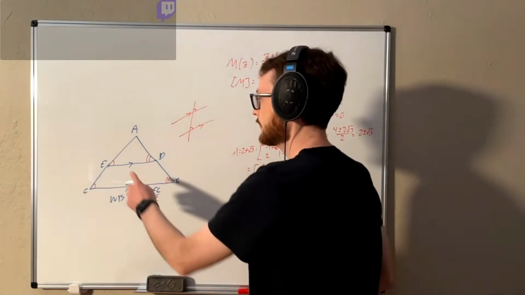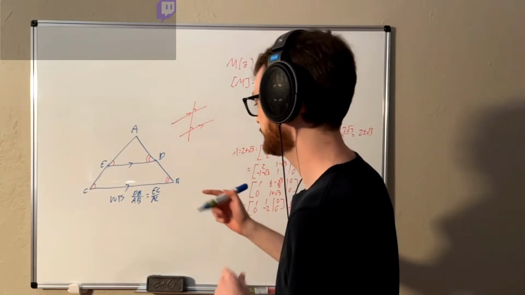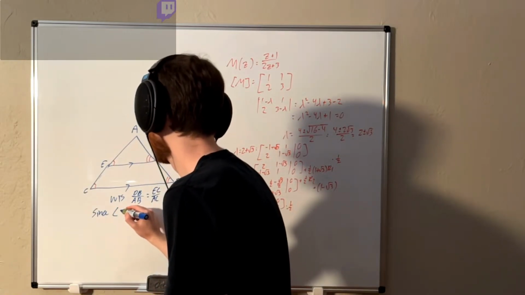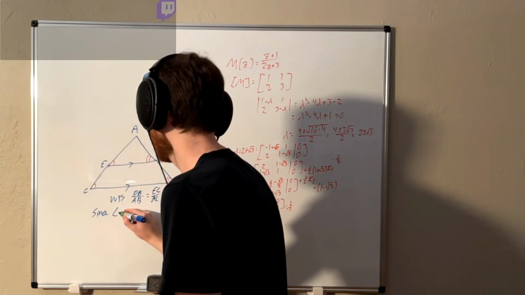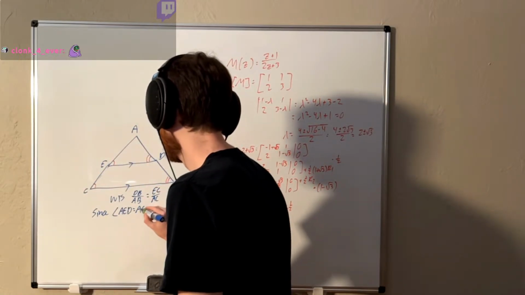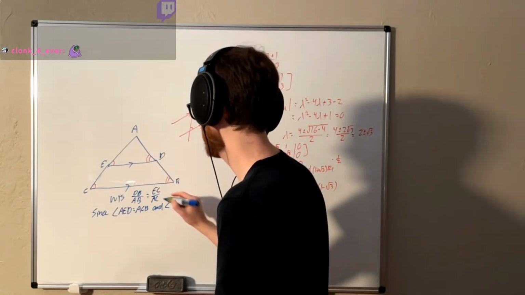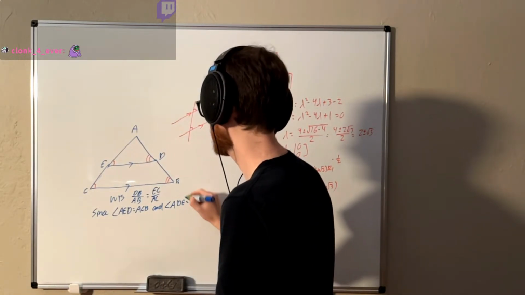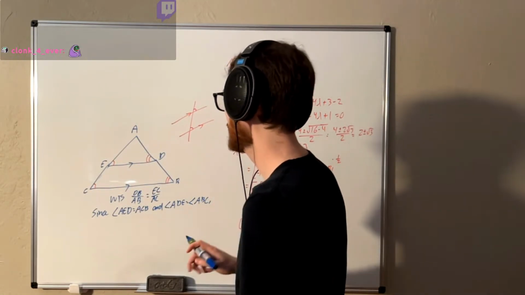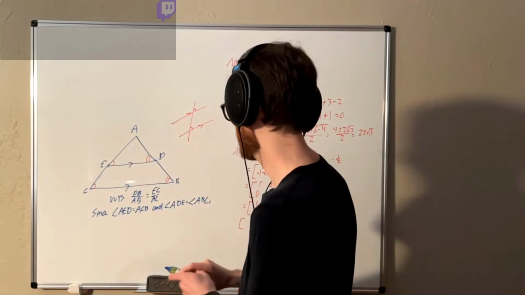So yeah, we've shown these angles are the same, these angles are the same. So since AED equals ACB and ADE equals ABC, we know that the small triangle ADE is similar to the big triangle ABC.